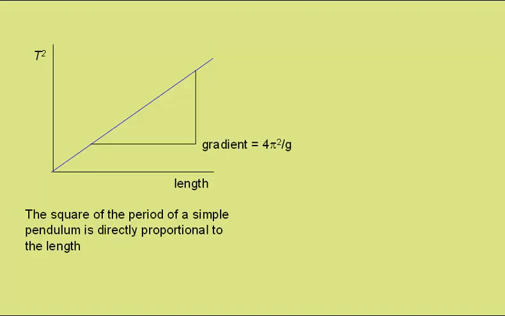If we find the gradient, we find it equals 4π² over the acceleration due to gravity, g. So we can write that the time period T is equal to 2π√(L/g), where L is the length of the pendulum.